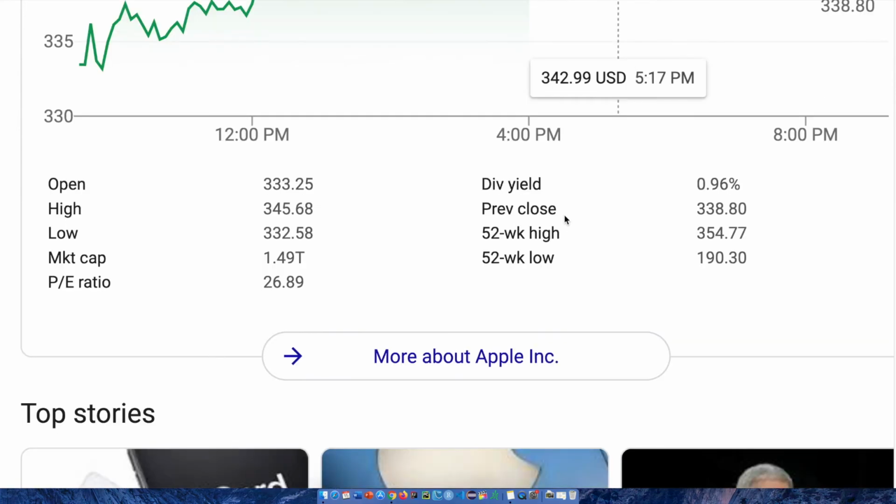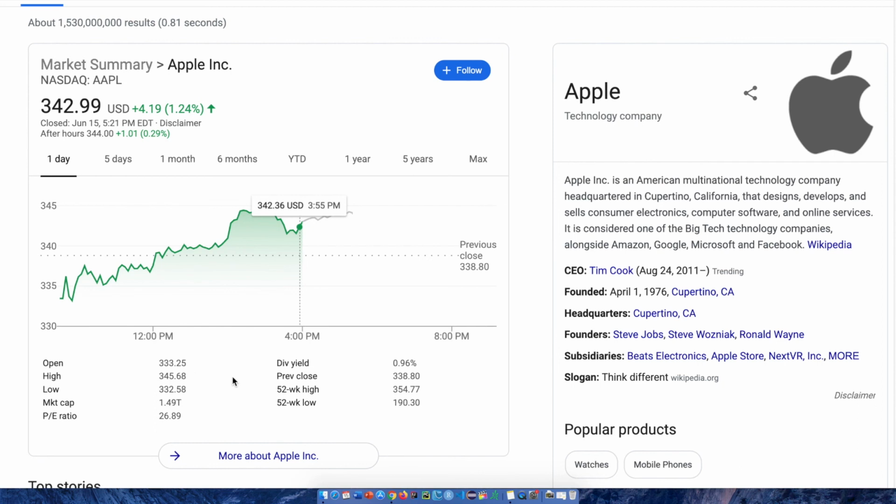So right under that, we have the previous close, which is essentially just the price of Apple stock at the end of the last trading day. So that means that the last trading day, Apple stock closed at $338.80. So right below that, we're going to get a very good sense of how the stock has traded over the year. As you can see, the 52-week high for Apple stock was $354.77, and the 52-week low for Apple stock is $190.30. So by looking at these valuation metrics and different numbers, you can get a better sense of how the company has performed and how it might be performing over the near future.